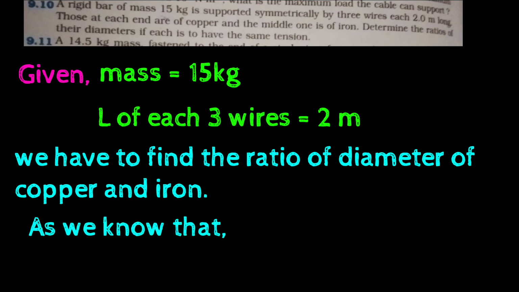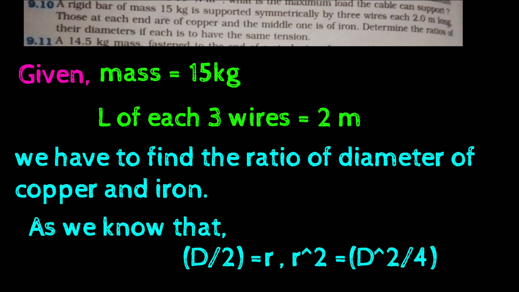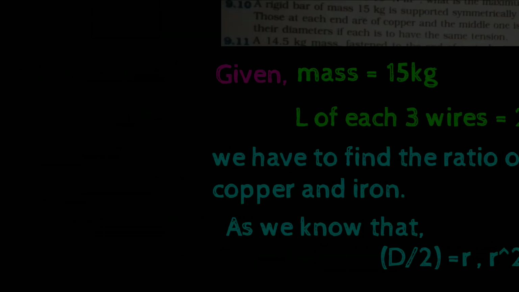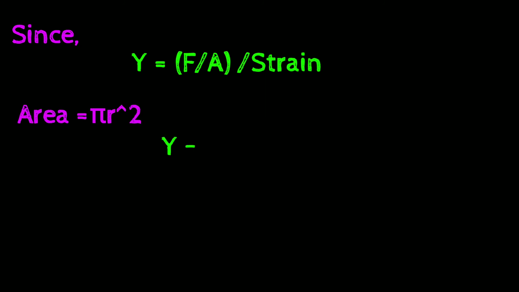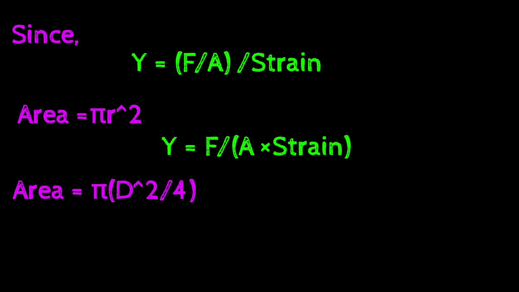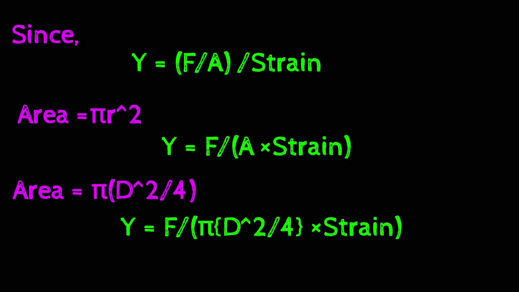As we know that radius equals diameter by 2, so after squaring both sides, we get r square equals d square by 4. Now we will use it in the formula of Young's modulus, that is force by area by strain. Also we can write Young's modulus equals force by area times strain. After using the value of area with radius, we get Young's modulus equals force by pi d square by 4 times strain. From that we get Young's modulus is inversely proportional to diameter square.